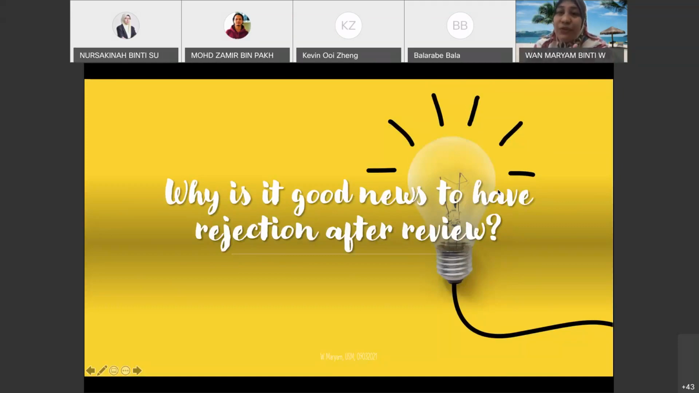So if you have rejection after review, that means you have some comments that you can work with. And if you have 3 reviewers or 2 reviewers for a particular paper and both think that the paper has to be rejected, then the editor will ultimately reject the paper as well. So that is why it's important for both.